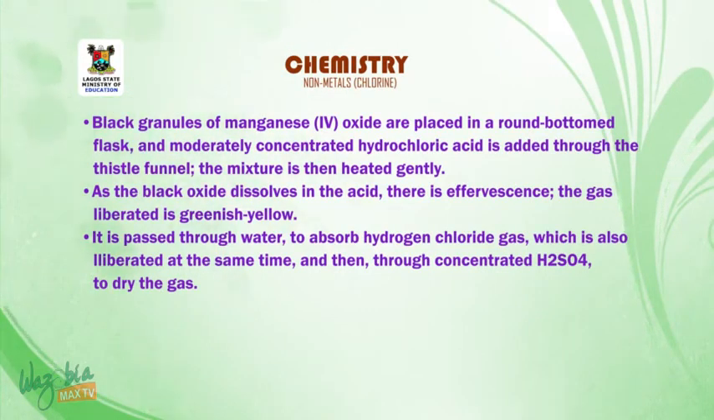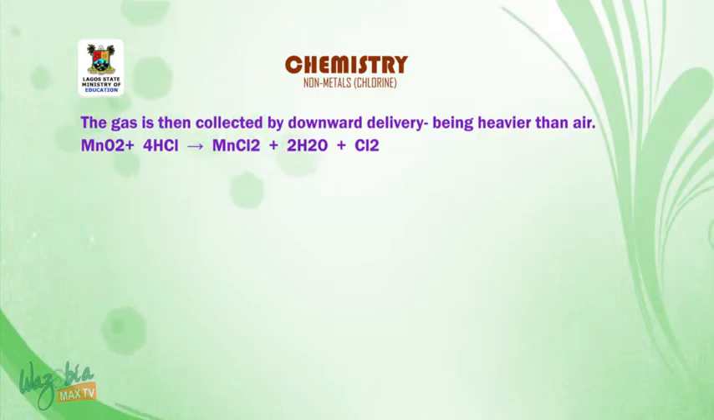It is passed through water to absorb hydrogen chloride gas, which is also liberated at the same time, and then through concentrated tetraoxosulfate(VI) acid to dry the gas. The gas is then collected by downward delivery, being heavier than air.